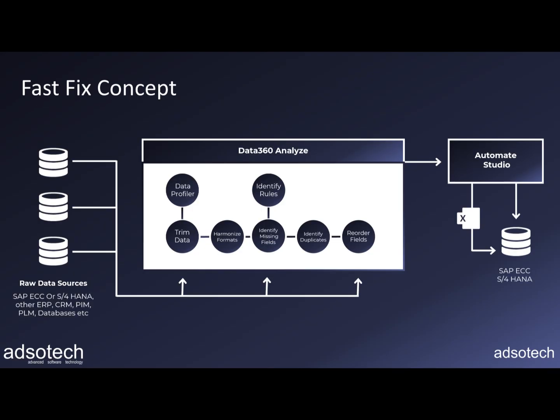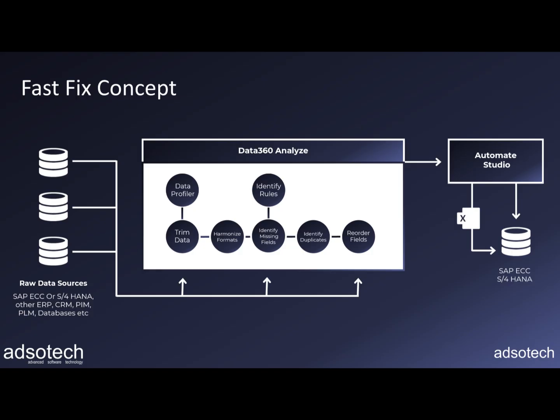Before we jump into the demo, it's important to understand what Fast Fix does behind the scenes. On the left-hand side, you have raw data sources, typically SAP ECC or S/4HANA. But this can also include CRMs, PIMs, PLMs, databases, or even Excel files. All of that data is brought into Data 360 Analyze. This is where the real work happens.